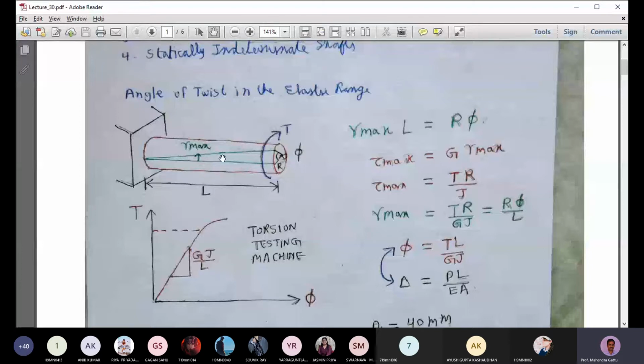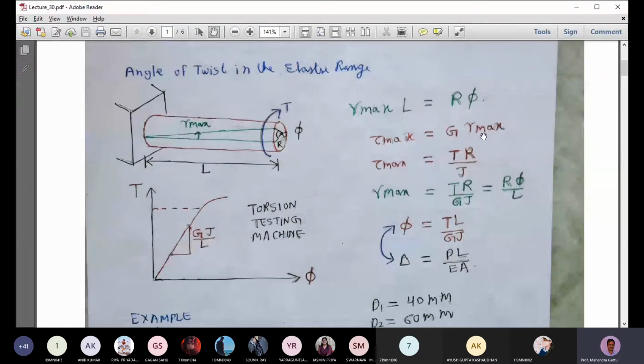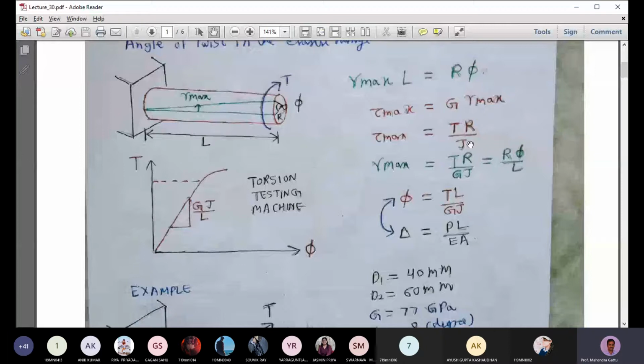One thing we can say is that gamma max L is equal to r times phi. Yesterday we had discussed that. The length of the arc is the same whether you calculate it as r gamma max times L or r times phi. Then another relation we had was tau max is equal to G gamma max, that is the shear strain, and that maximum shear stress we got as T r by J. Yeah, it is T r by J. That is the maximum shear stress.